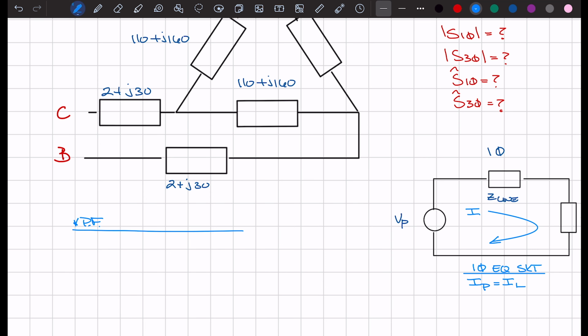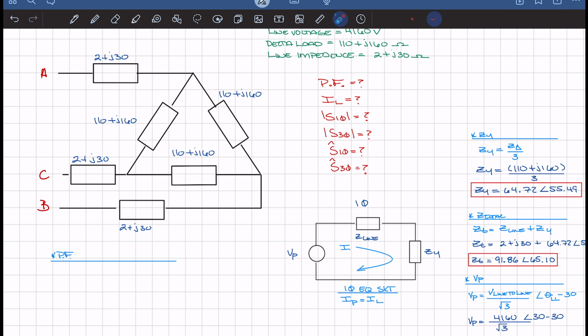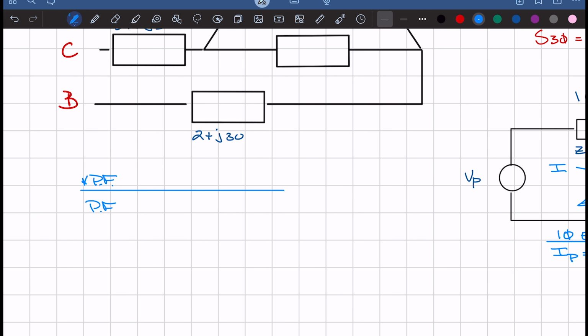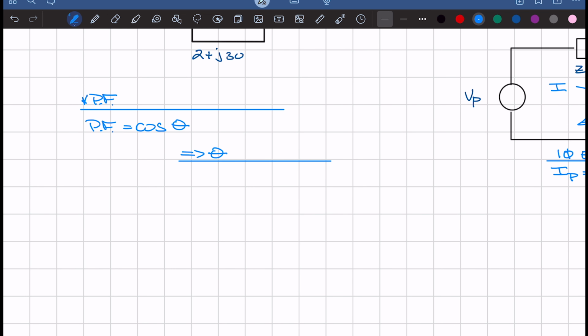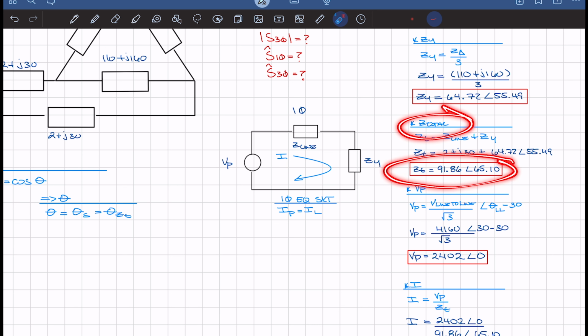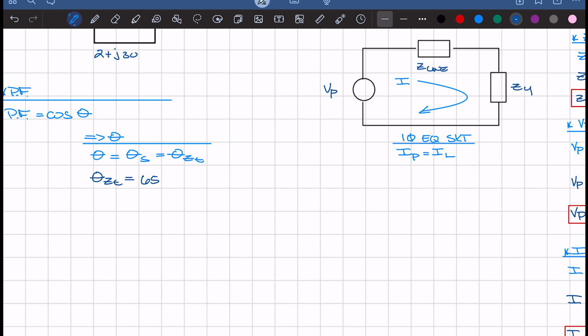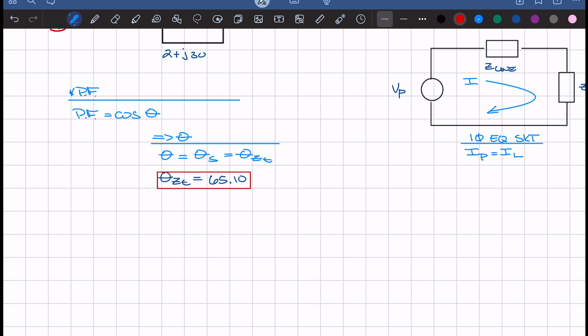Let's start with the power factor. The load itself is going to determine the power factor. The power factor is equal to cosine theta. Now theta is equal to theta S and is also equal to theta ZT. So theta is equal to 65.10. So the power factor is equal to cosine 65.10, or power factor is equal to 0.42.